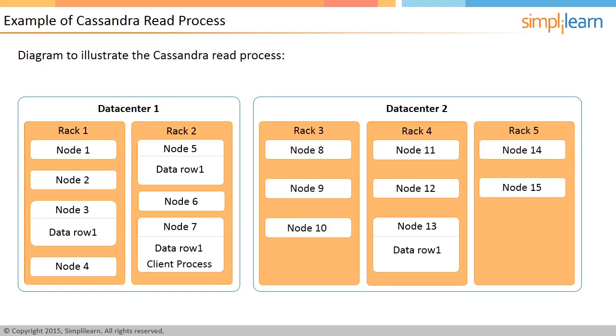If a client process running on data node 7 wants to access data row 1, node 7 will be given the highest preference as the data is local here. The next preference is for node 5, where the data is rack local. The next preference is for node 3, where the data is on a different rack, but within the same data center. The least preference is given to node 13, that is in a different data center. So the read process preference in this example is node 7, node 5, node 3, and node 13 in that order.